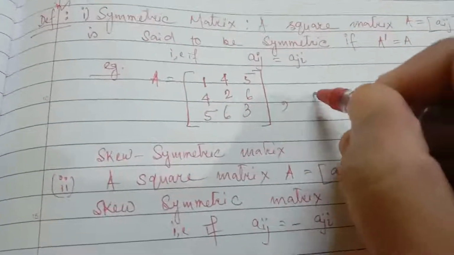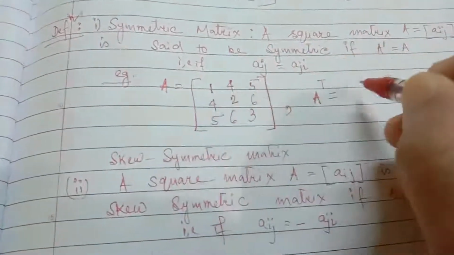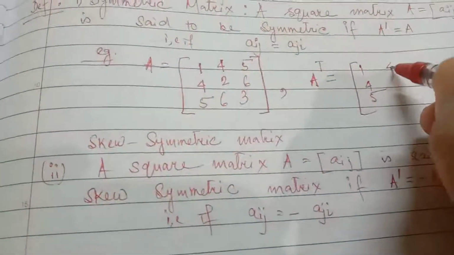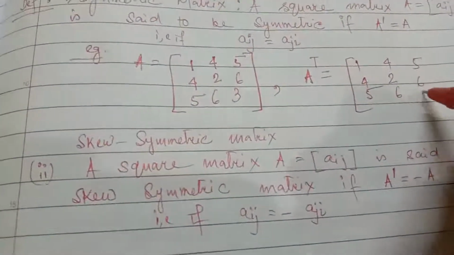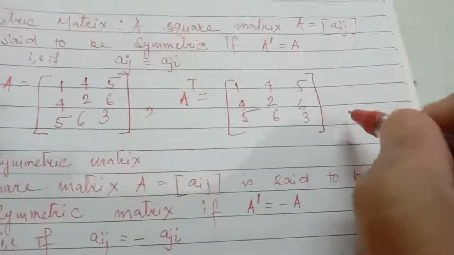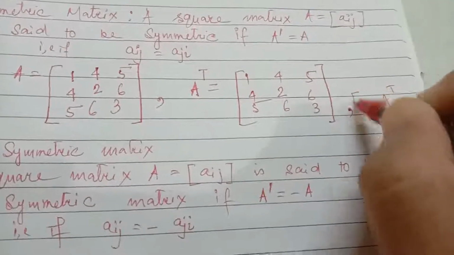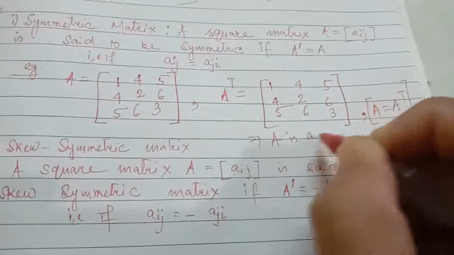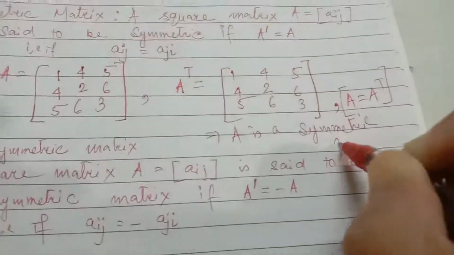Now you just see what is A dash. What is A transpose? We have to write first row as first column, it will be 1, 4, 5. We have to write second row as second column, it will be 4, 2, 6. We have to write third row as third column, it will be 5, 6, 3. And you can check these two matrices are equal. So A equal to A transpose. Here A equal to A transpose implies A is a symmetric matrix.